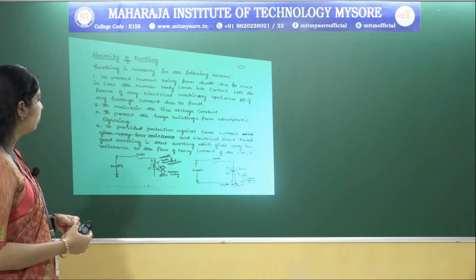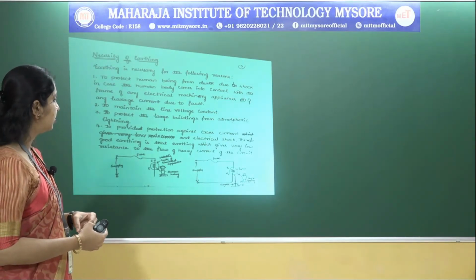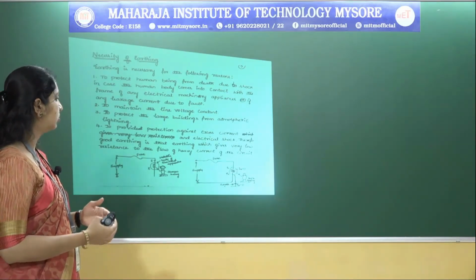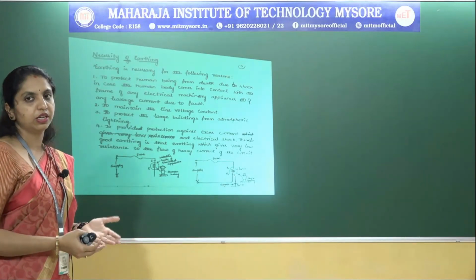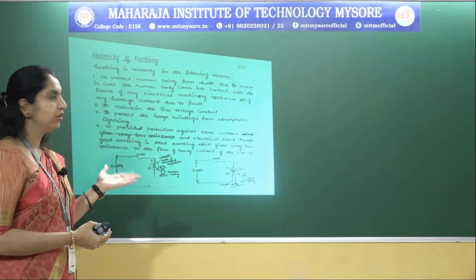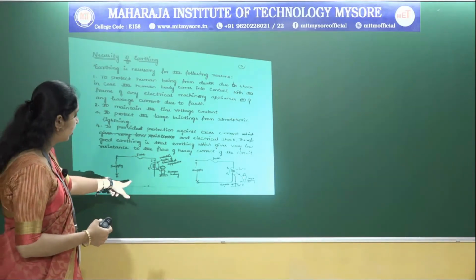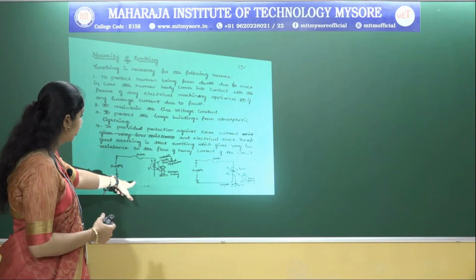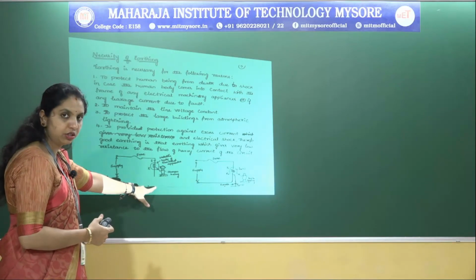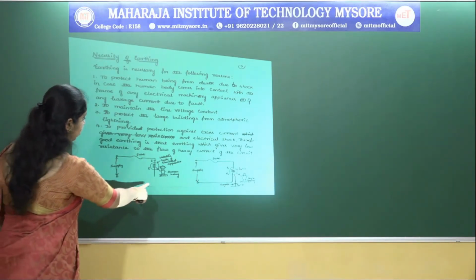Okay, therefore good earthing is that earthing which gives very low resistance to the flow of heavy current of the circuit. So these are the points which you can consider for the necessity of earthing. As you can see in this particular figure, there are two figures provided here. Here earthing is not done in the first case.